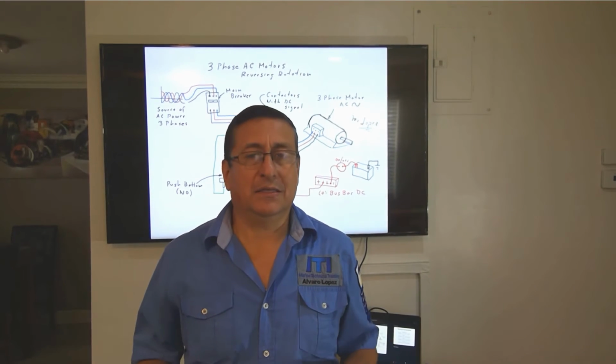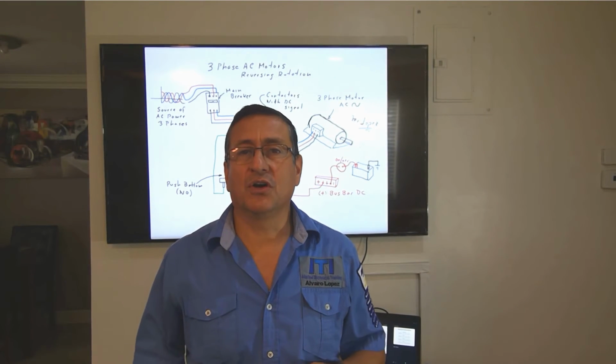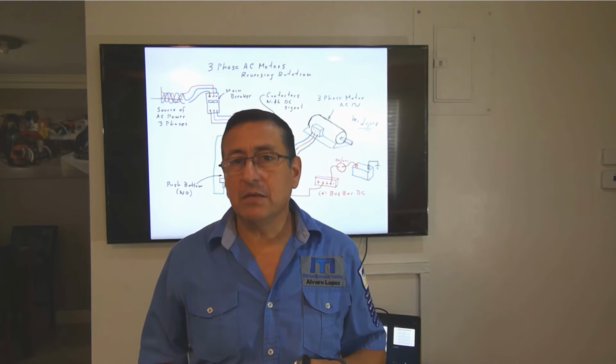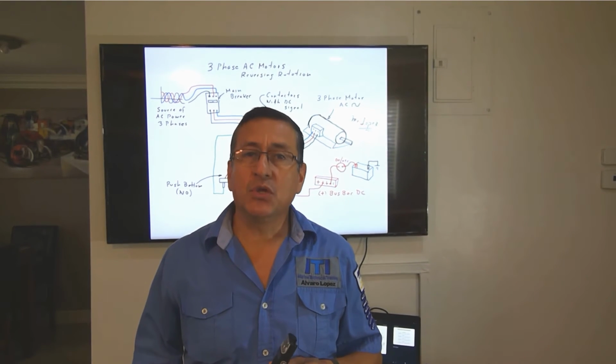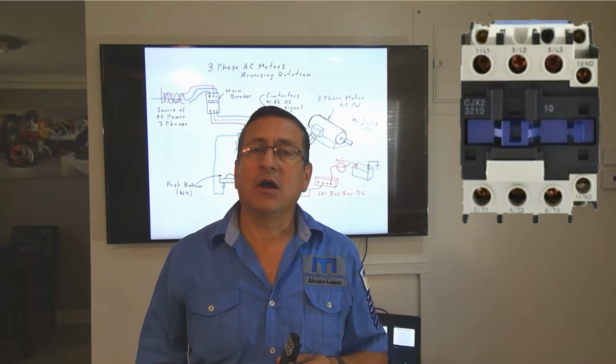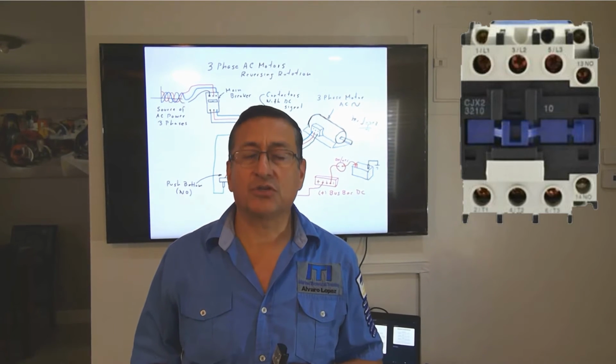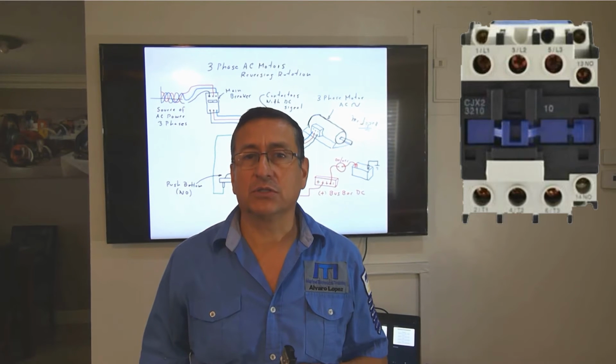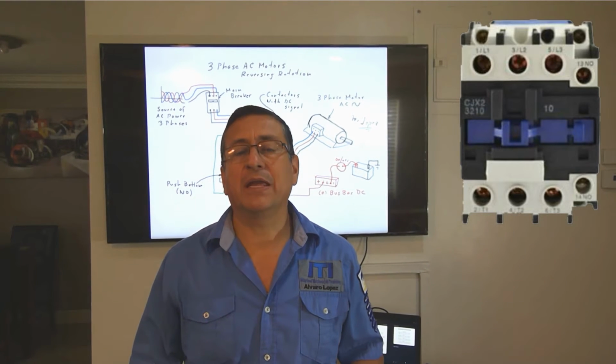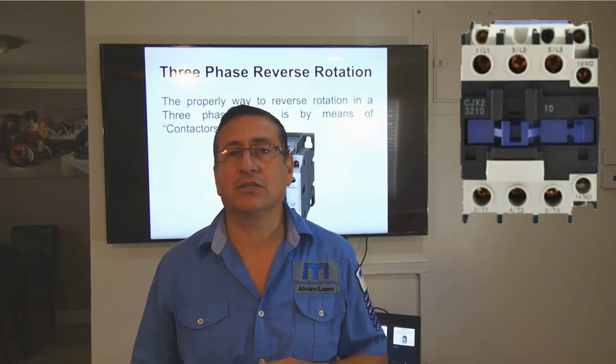How can you do that during the operation of the motor? It's simple. You can use contactors. The only way to reverse rotation in a 3-phase AC induction motor is with contactors. And right now, I am going to explain what is the meaning of contactors.